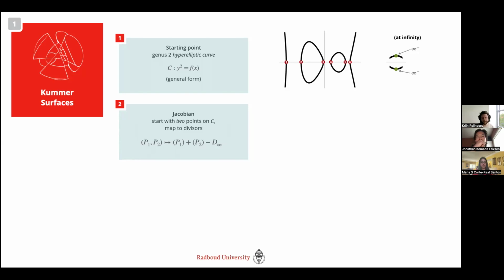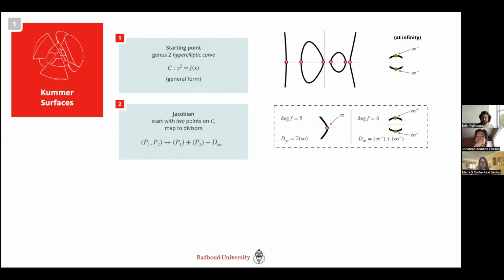And D infinity is the generalization of this point at infinity on the elliptic curve. In this case, it will be a divisor. And what will this divisor be? Well, in the degree 5 case, you need 2 times the single point that you had at infinity. Whereas in the degree 6 case, you just take those 2 points at infinity separately.